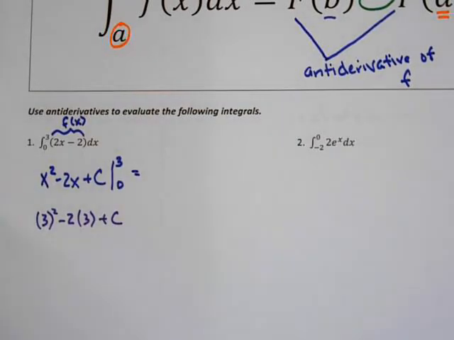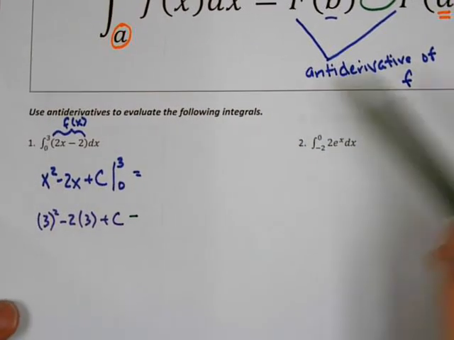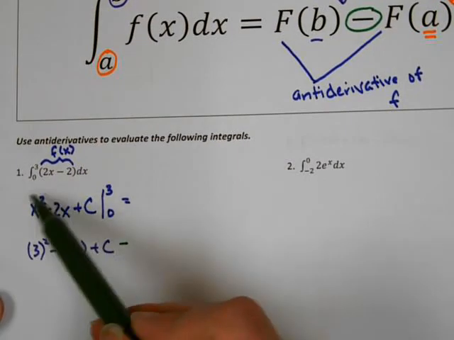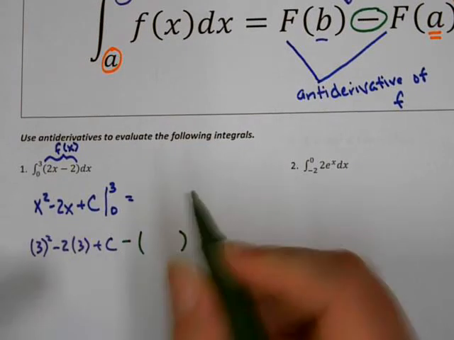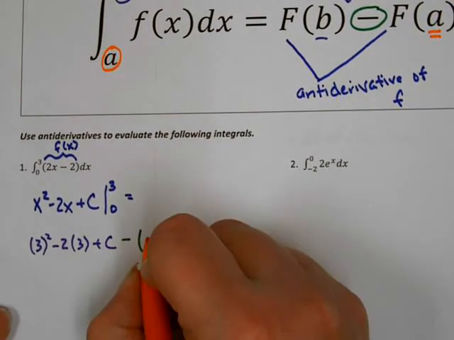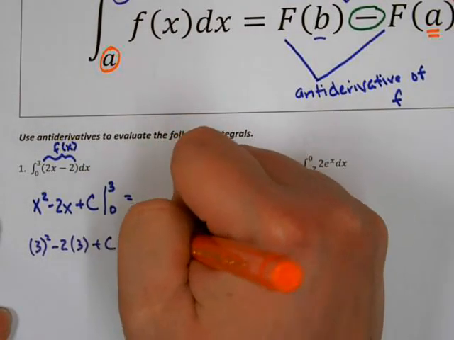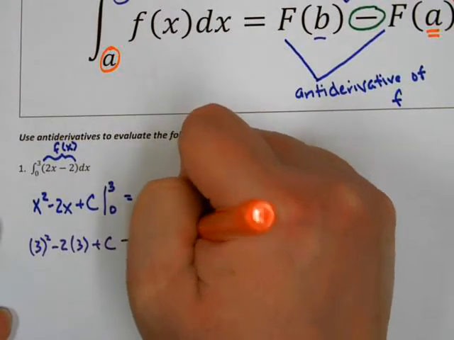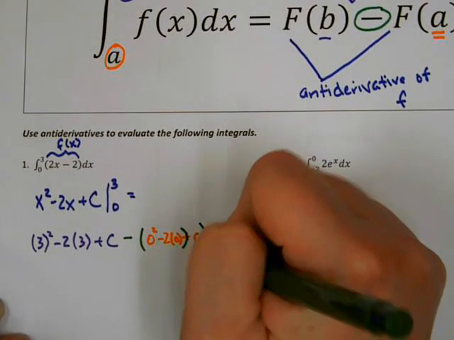And then I have to subtract my lower bound, right? I want to subtract capital F of a. So since this is my capital F, I'm going to subtract that, and we're going to plug in 0. So now we're going to have 0 squared minus 2 times 0, and then plus c. Sorry, I'm going to have to extend those parentheses. I don't know why I drew them so small. Okay.